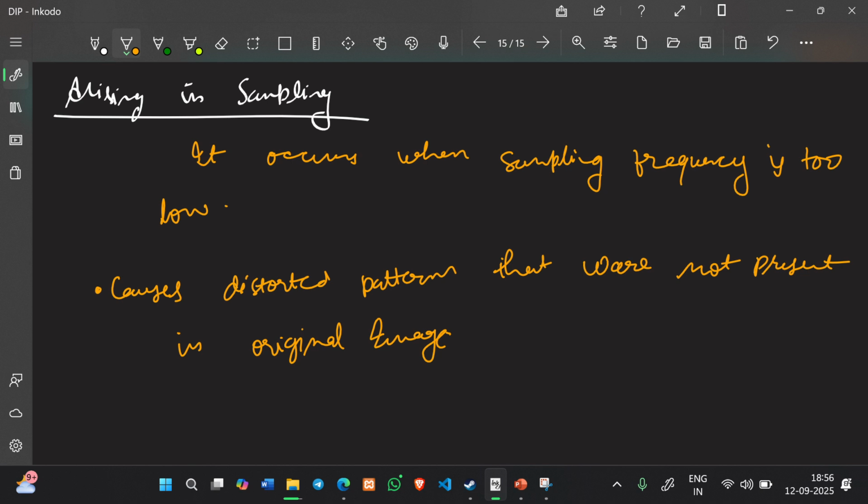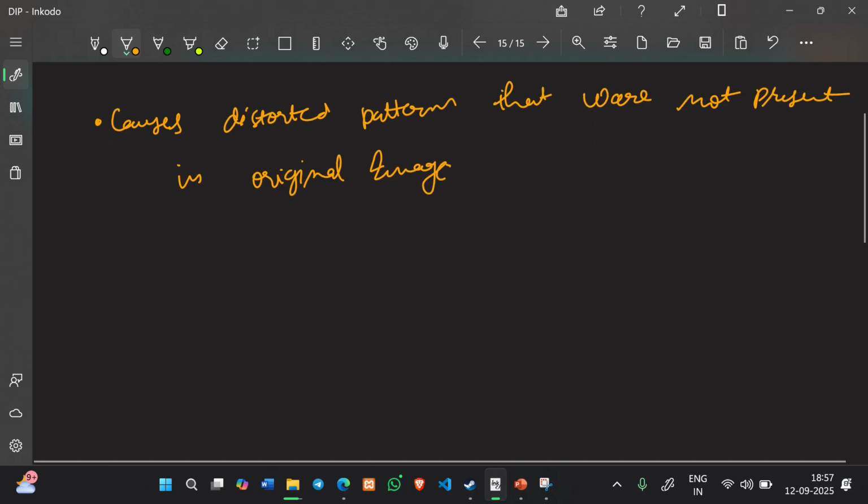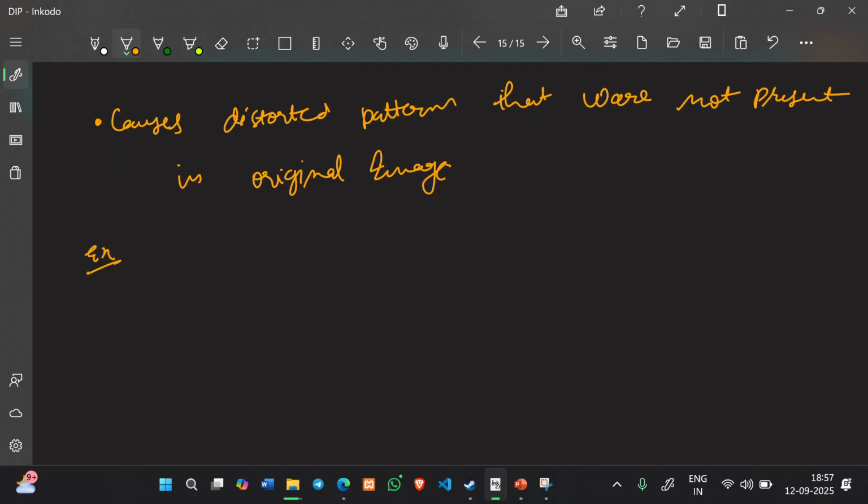So let's take an example. You can say like Moiré pattern in striped shirts on TV. So the example is Moiré pattern in striped shirts on TV. Okay, so what is the solution for this?